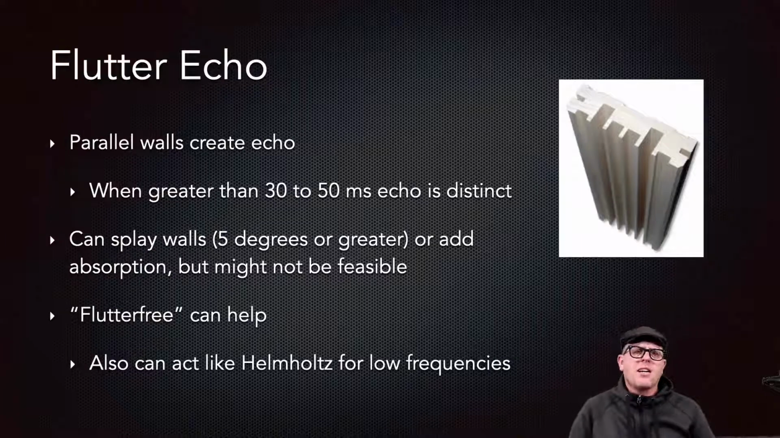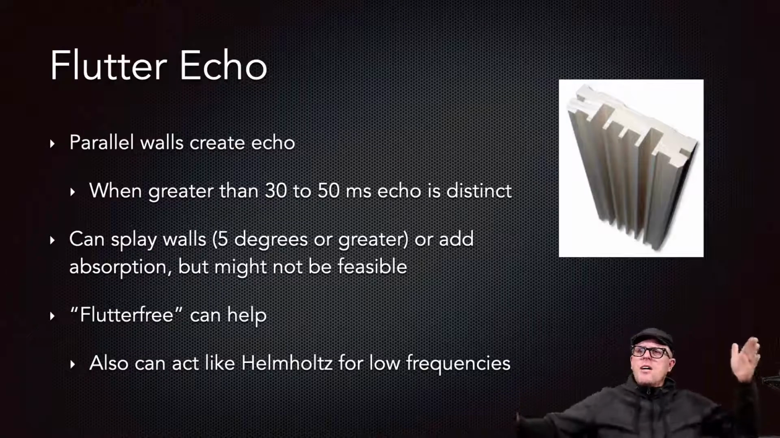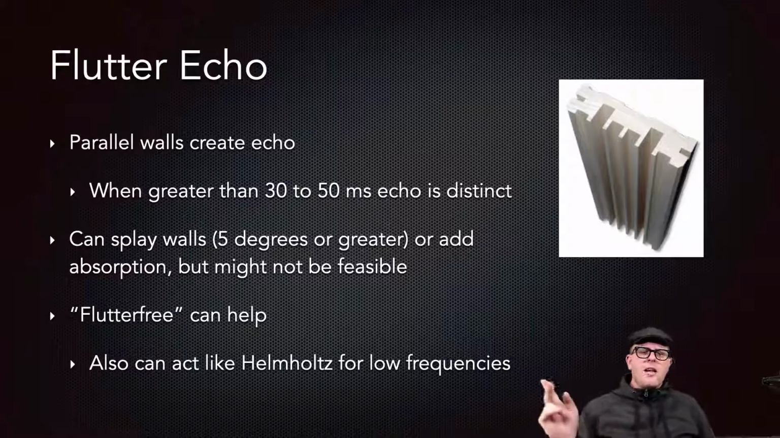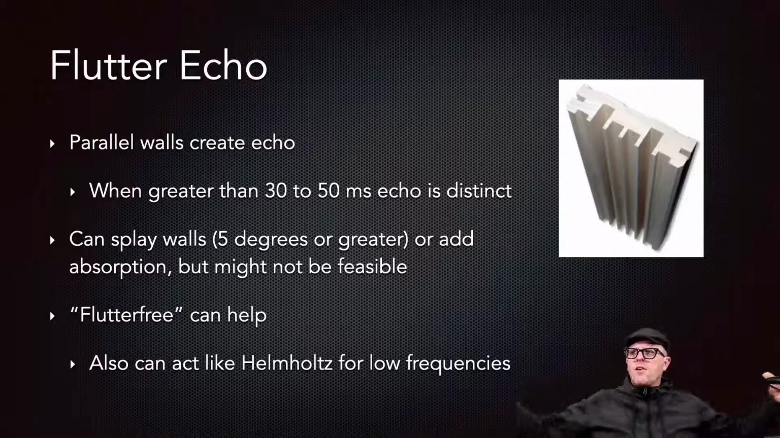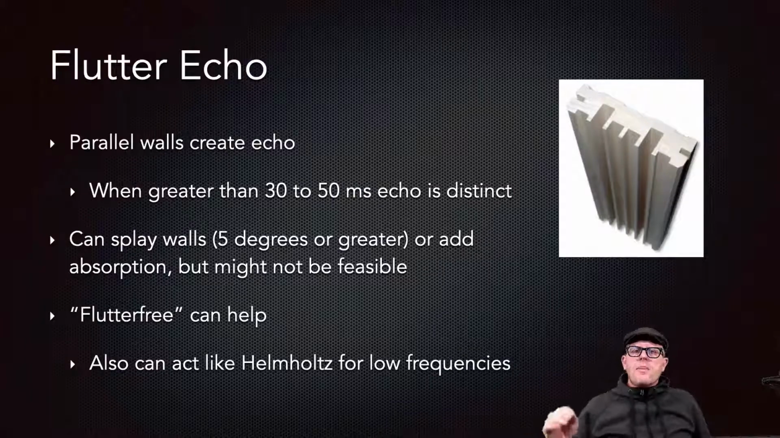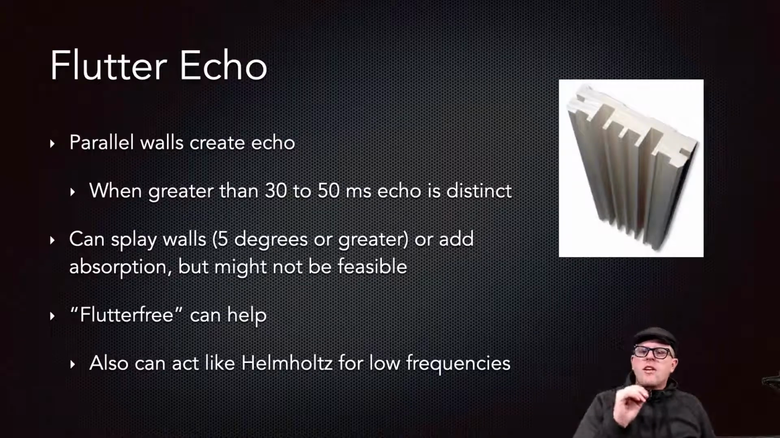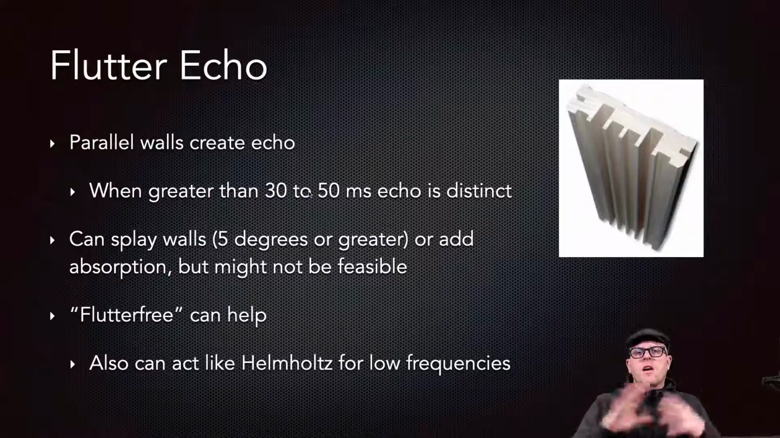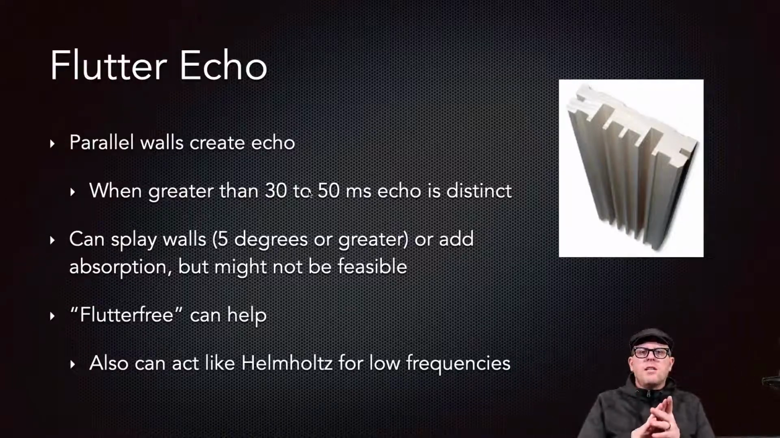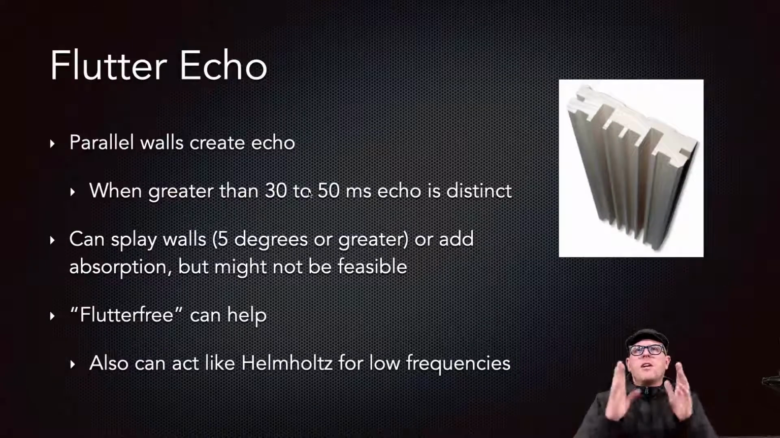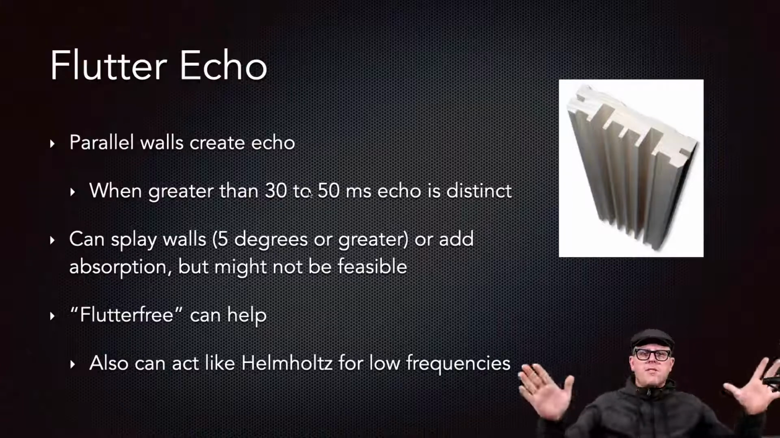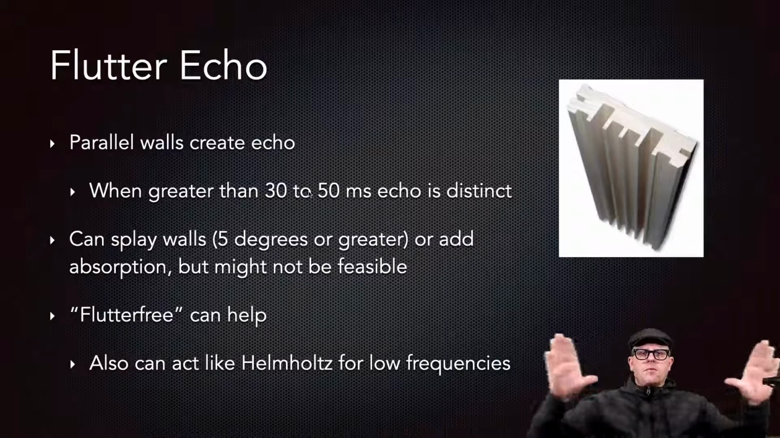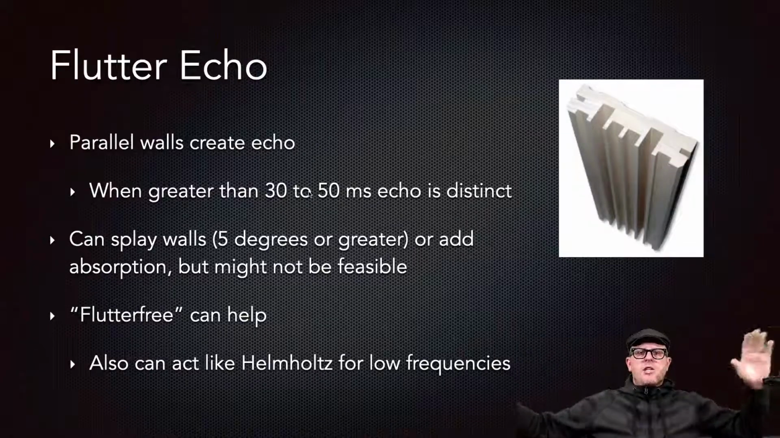So the other thing we have is the flutter echo. We've talked about flutter echo way back in the day. Flutter echo is when you have 2 parallel walls and it's an echo, and if you have a larger space, the time delay between those echoes is long. If it gets between 30 and 50 milliseconds or greater, those echoes become discrete, past the Haas effect window, where your ear hears them as discrete events, and it goes brrr, brrr.